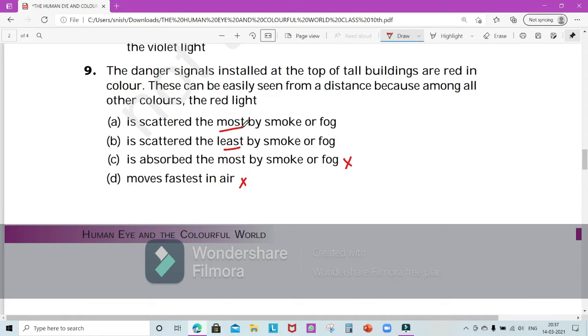It's actually scattered the least, because only if it is scattered the least will it reach our eyes. That's why, like the signals, you'll see red, yellow and green. In place of yellow, at times orange is used. So the point of using red is that it is scattered the least and it will reach our eyes. So that's the reason, hence it's B. It's scattered the least by smoke or fog.